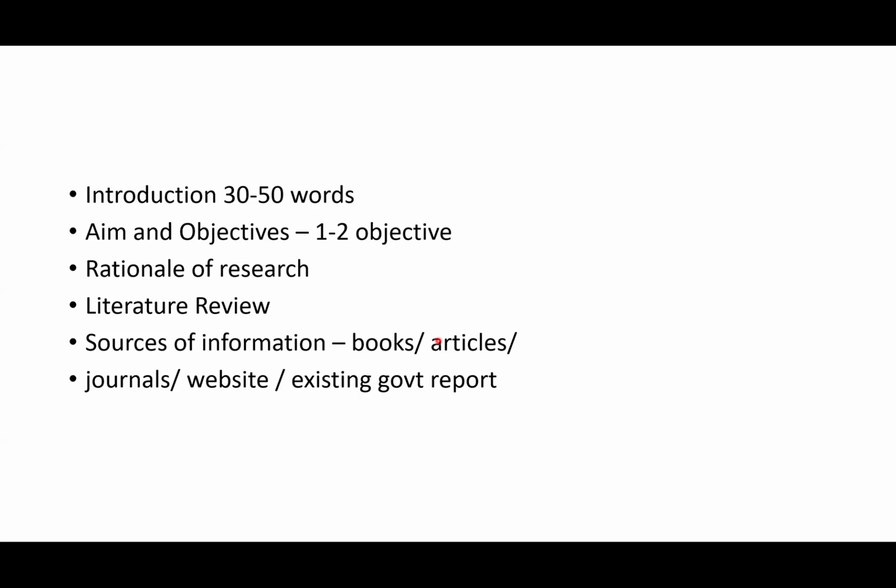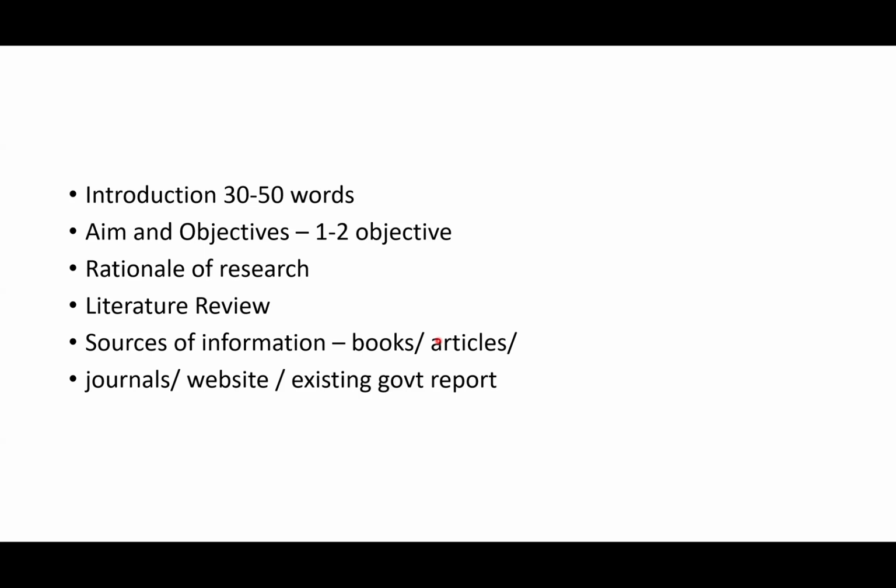Your aims and objectives should be around 1 to 2 objectives. We've talked in detail about what is the difference between aims and objectives, how the objective should be mentioned. Everything has been discussed in detail. Rationale for your research. Why are you doing it? Why are you not doing anything else? So there might be a gap in research based on your literature review, or it might be that it's a very pressing issue that has not been properly highlighted in a certain population, let's say.